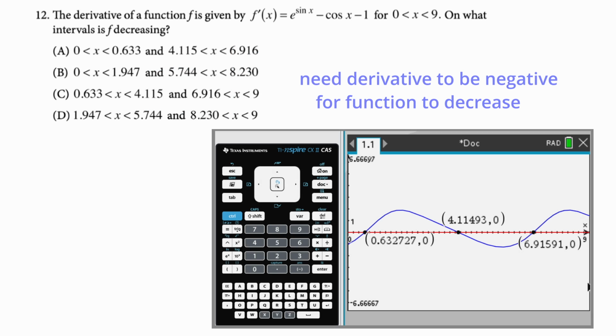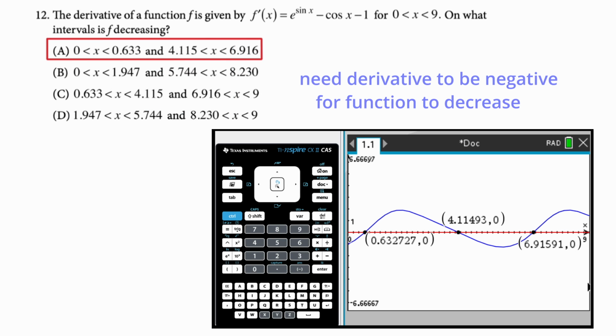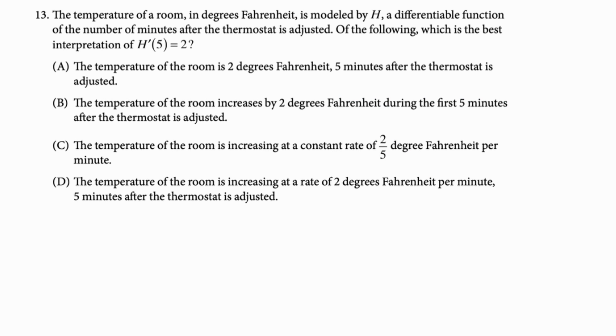And so from all of that, we can see that the answer was A. 13. The temperature of a room in degrees Fahrenheit is modeled by H, a differentiable function of the number of minutes after the thermostat is adjusted. Of the following, which is the best interpretation of H prime of 5 equals 2?